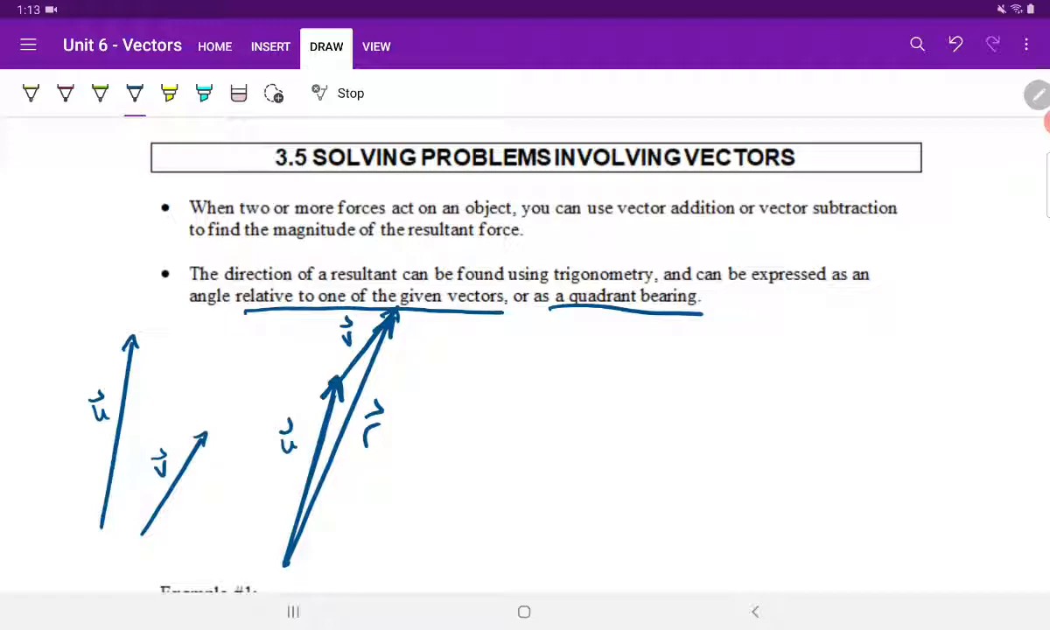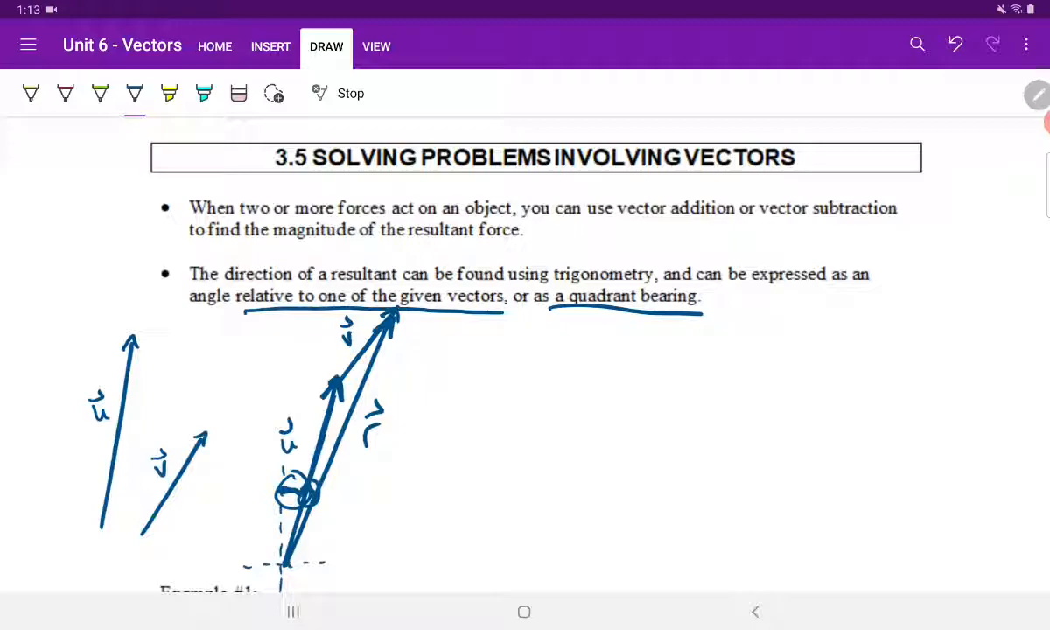Now, to express the angle here, you would have to find this angle, and to express it as a quadrant bearing, you would also have to know this angle here, because remember, a quadrant bearing is always measured from the north. You would have to use trigonometry to find this, and then some sort of angle theory should provide you with this angle if it's not already given in the question.